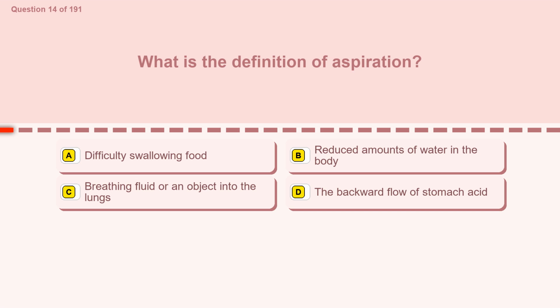Question 14. What is the definition of aspiration? Option A, difficulty swallowing food. Option B, reduced amounts of water in the body. Option C, breathing fluid or an object into the lungs. Option D, the backward flow of stomach acid.